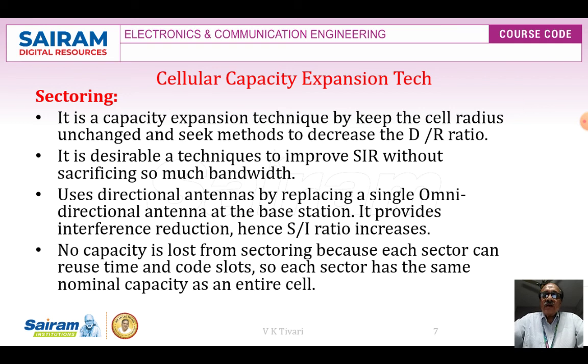It is a desirable technique to improve SIR, the signal to interference ratio, without sacrificing so much bandwidth. It uses directional antennas, replacing the single omnidirectional antenna at the base station. It provides interference reduction, hence the SIR increases. No capacity is lost from sectoring because each sector can reuse the time and code slot. So each sector has the same nominal capacity as an entire cell.